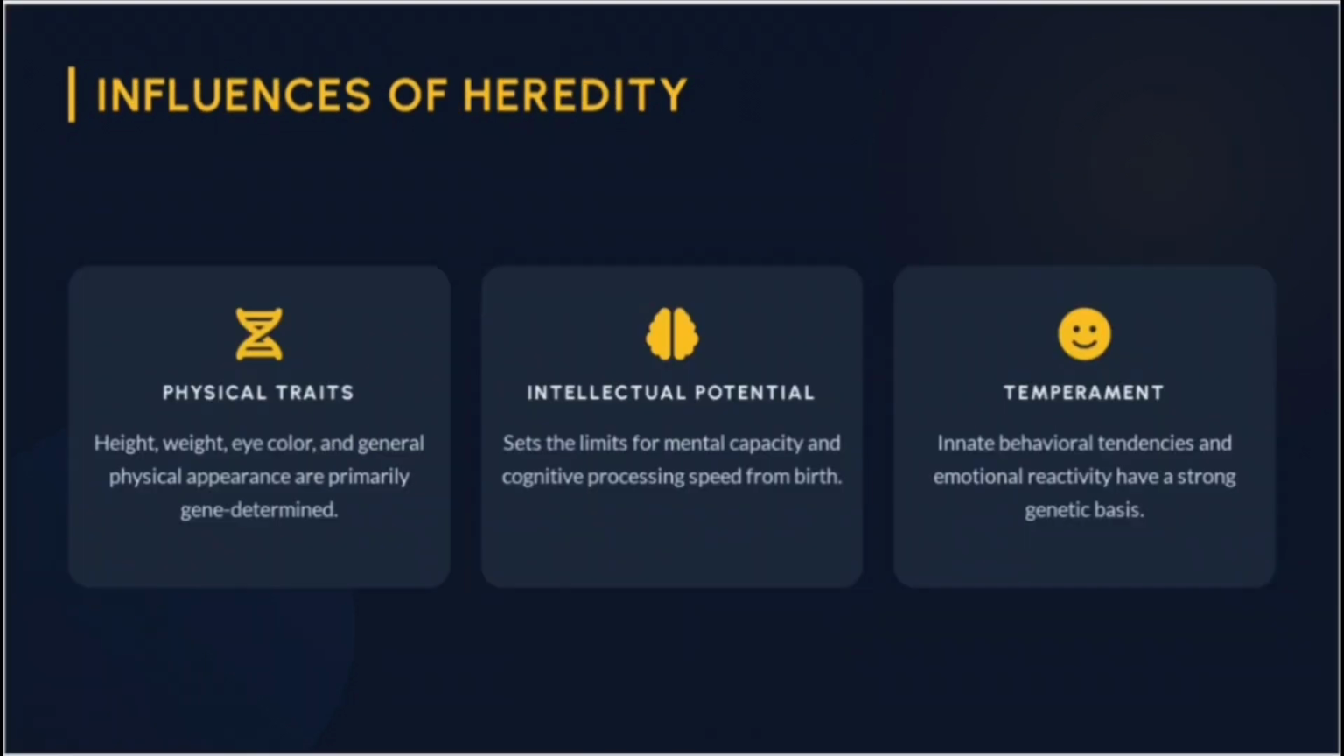So, what exactly does heredity control? Look at this slide. First are physical traits. Your height, eye color, hair color, and basic looks are largely gene determined. Second, your intellectual potential. Heredity sets the upper and the lower limit of a child's mental capacity. Third, your temperament. Have you noticed how some babies are naturally calm while others are highly reactive from birth? That baseline emotional nature has a strong genetic basis.